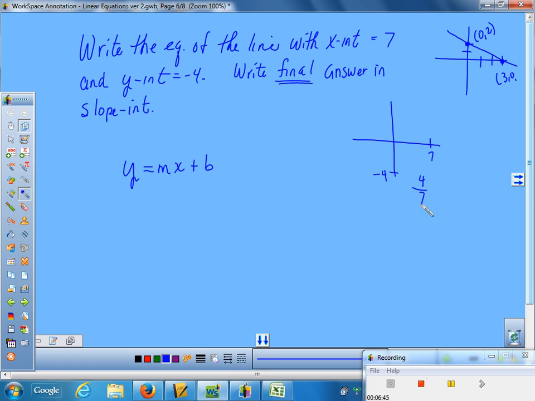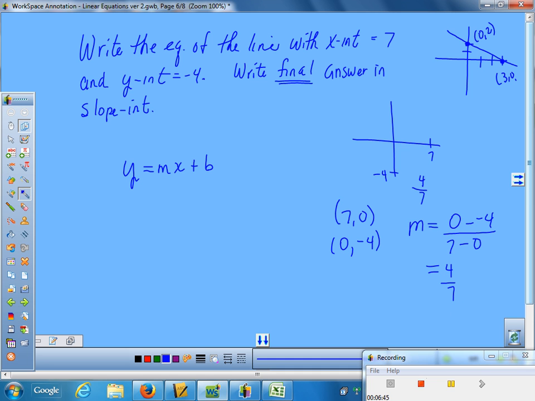I am fine if you do it that way. Some people prefer to change it into coordinates. That x-intercept is (7, 0). That y-intercept is (0, -4). Y-intercept, it has to be in the y spot. And then they calculate slope with y minus y over x minus x. That way's okay too. I don't care which way you do it, just be careful about your slope. You'll still get 4/7.